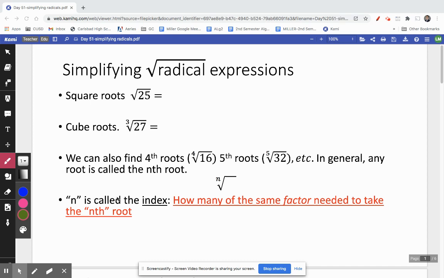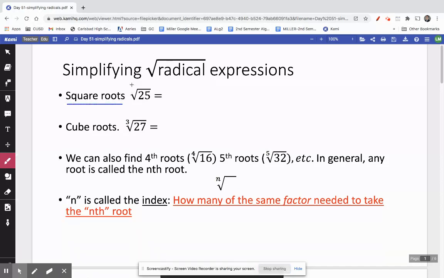Today we are simplifying radical expressions. It would help if I plug my little pen in. Here we go. All right, radical expressions. Radicals are those little square root things. We've done this a little bit before with square roots, okay?